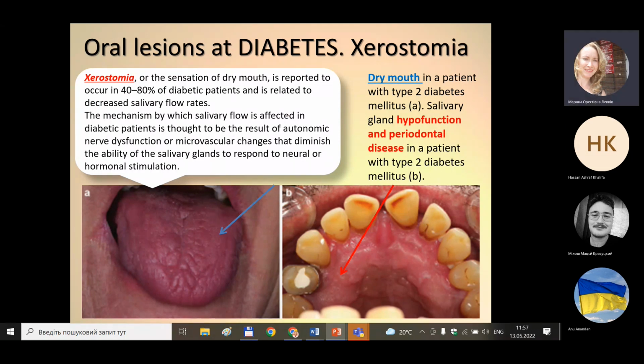The mechanism by which salivary flow is affected in diabetic patients is thought to be the result of autonomic nerve dysfunction or microvascular changes that diminish the ability of salivary glands to respond to neural or hormonal stimulation. So that is the mechanism why xerostomia develops in diabetic patients. On this photo, you can observe a patient with type 2 diabetes mellitus. On photo A, salivary gland hypofunction and periodontal disease in a patient with type 2 diabetes mellitus.